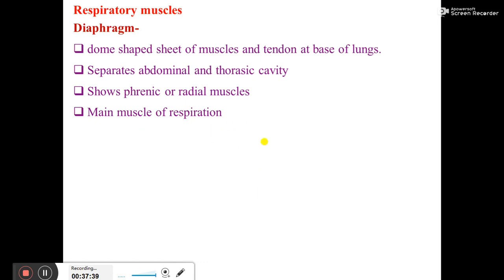The diaphragm is a dome-shaped sheet of muscle and tendon present at the base of the lungs. It separates the abdominal and thoracic cavities, and it is made up of phrenic and radial muscles. It is the main muscle of respiration because the contraction and relaxation of the diaphragm increases and decreases the thoracic cavity, and ultimately decreases and increases the thoracic air pressure, which assists in the inspiration and expiration processes.